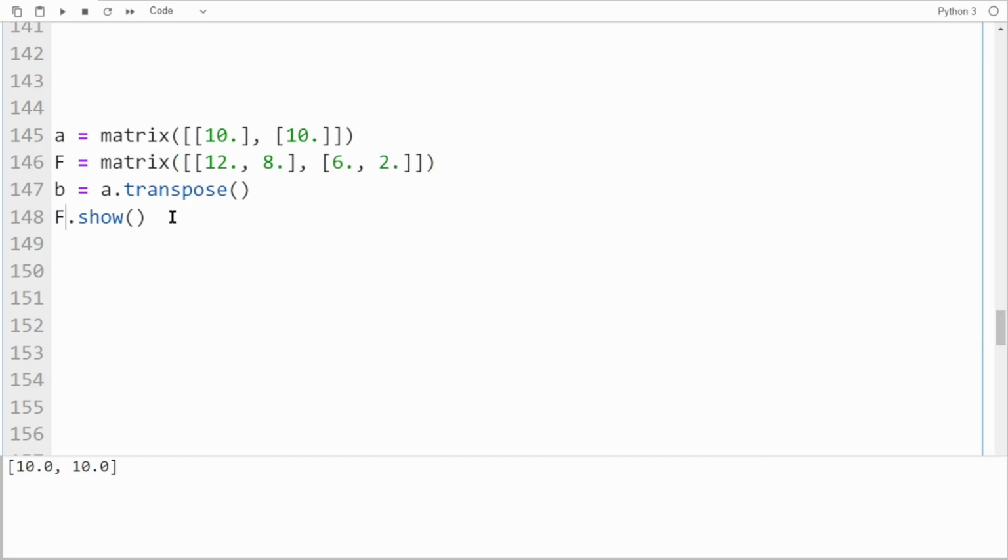We can print this matrix. Here it is, 12, 8, 6, 2. These are these values over here. And we can multiply f and a. So here b equals f times a. And if we show the result, we get the vector 280. That's obtained by 10 times 12 plus 10 times 8 is 200, 10 times 6 plus 10 times 2 is 80.